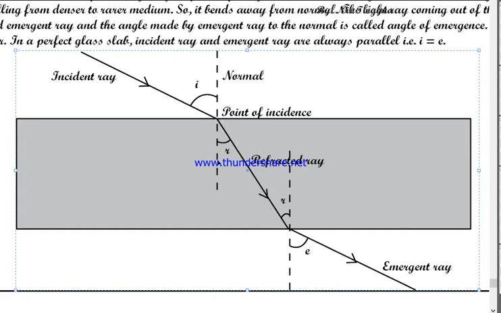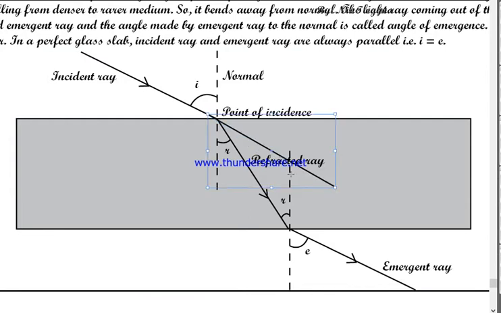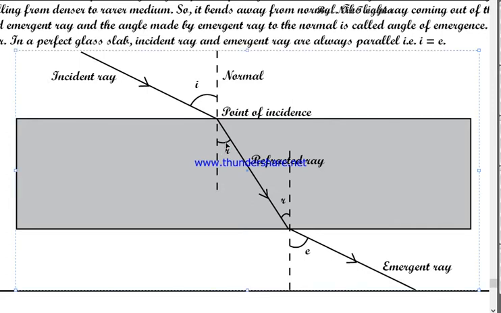it bends toward the normal, isn't it? See, its usual path would be like this. But because of the change in velocity it bends inward or outward. Well, since its velocity decreases, it bends inward. Inward means toward the normal. Velocity decreases also means that its angle of refraction decreases. That's why this light ray bends toward the normal.